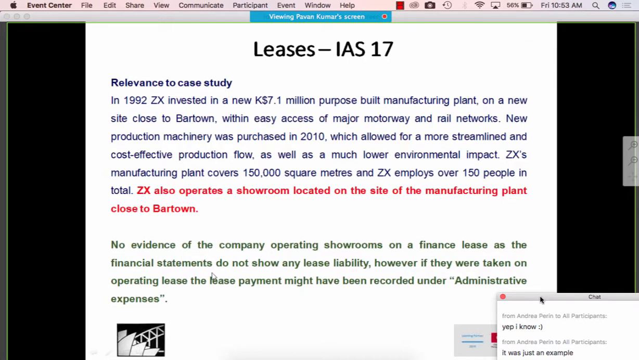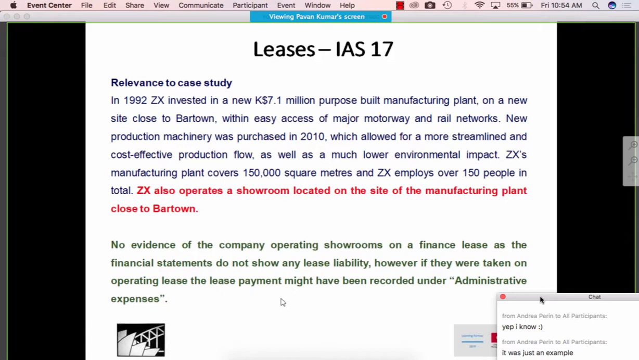Now, if you look at this green point here, the question that we have to ask ourselves is: there is no evidence of the company operating showrooms on a finance lease because the financial statements do not show any lease liability. If it is a finance lease, you have to recognize a finance lease liability, and you have to recognize this as an asset under property, plant and equipment. However, if they were taken on operating lease, the lease payment might have been recorded under administrative expenses or selling and distribution expenses.